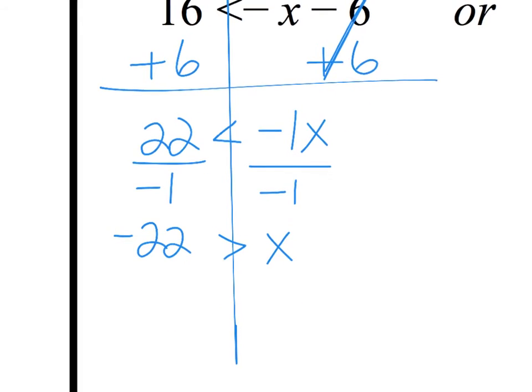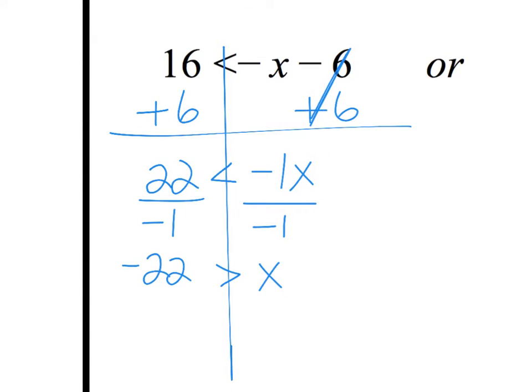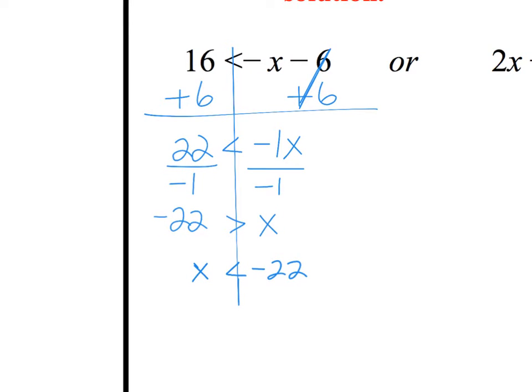Remember, that's kind of difficult to graph. So if you see something like this, we want to get the variable on the left. That way it's easier to graph. So I would flip this entire thing like a mirror image and rewrite it as x is less than negative 22. It's the same thing. All right. It's an OR inequality, which is why they're separate. So they are going to be graphed separately on the same graph.